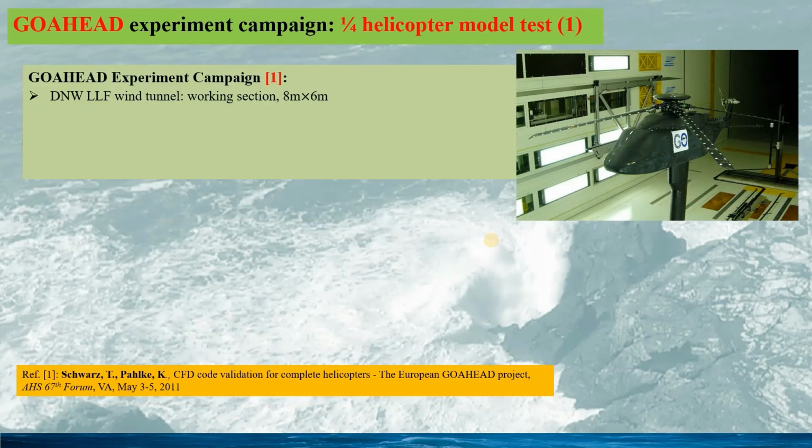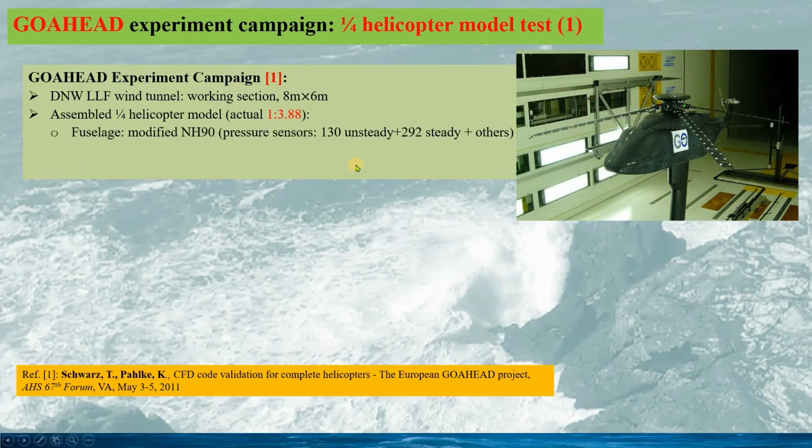The GO-AHEAD helicopter model has been tested in the DNW wind tunnel, in a working section of 8 meters × 6 meters. The quarter helicopter model is an assembled model. The actual scale ratio is 1 over 3.88. The fuselage is a slightly modified NH-90 helicopter with 422 pressure sensors, 130 unsteady and 292 steady sensors, and other measurement sensors.